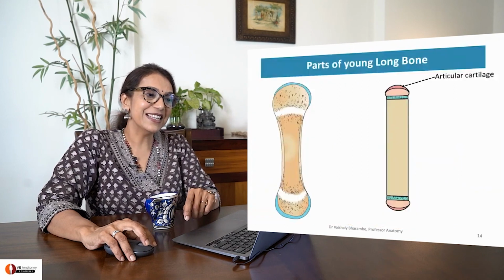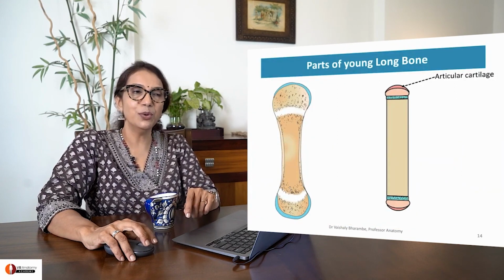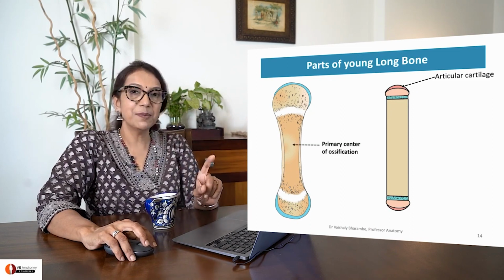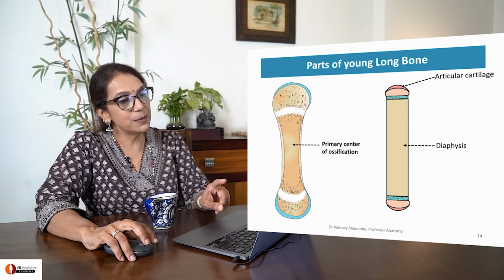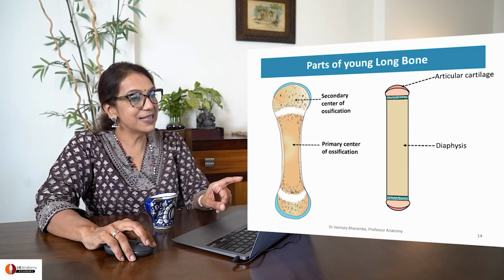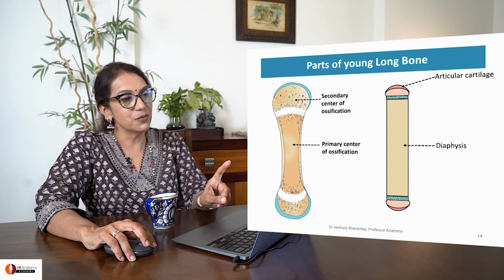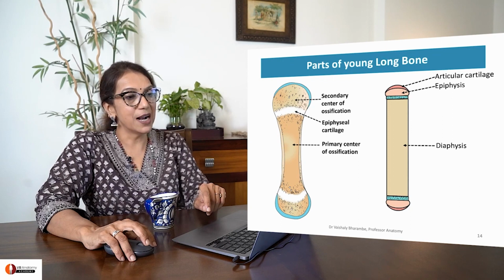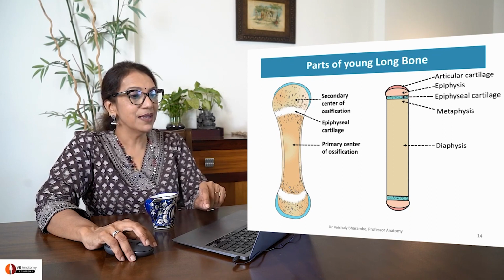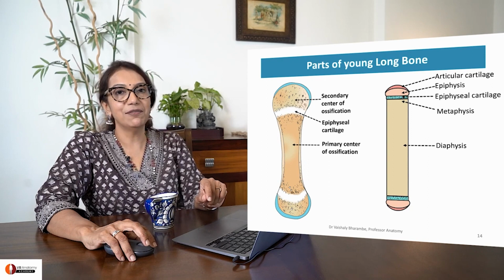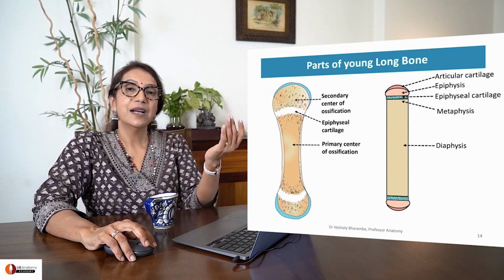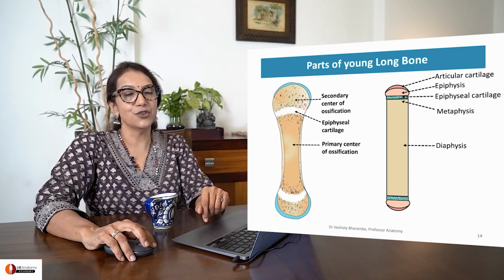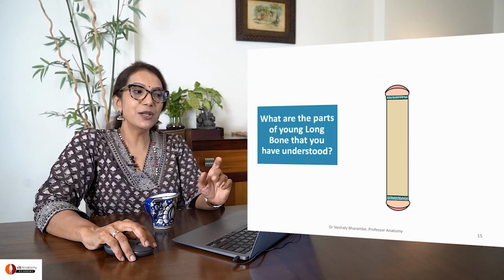Right. So let's go now to parts of a young long bone. We've got some information. Let's see if you're able to understand it. This is the primary center of ossification which develops to form the diaphysis. This is the secondary center of ossification which develops to form the epiphysis. This is the epiphyseal cartilage. You can see it here as well. And this here is the metaphysis, which is the part of diaphysis which immediately abuts the epiphyseal cartilage. Okay. So these are the parts of a young long bone.